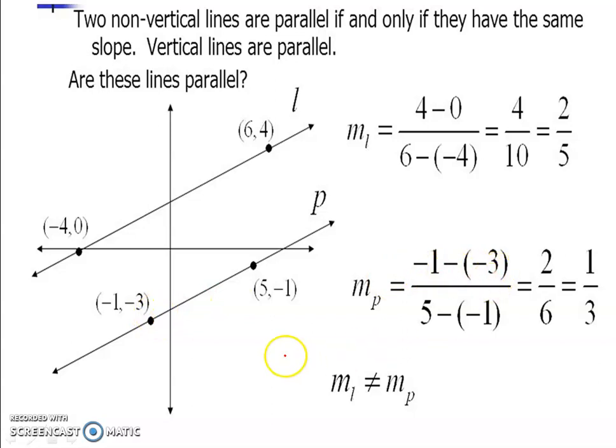So minus 1 minus 3, then 5 minus of minus 1. So we have to take minus 1 plus 3, obviously 2. 5 plus minus of minus 1 is 6. 2 upon 6, 1 upon 3.